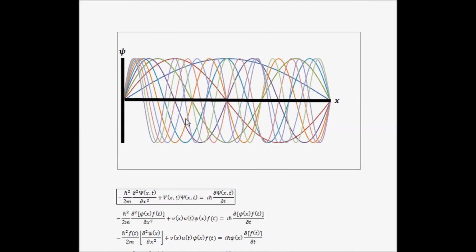Okay, so we've worked out what the energies are, and the energies depend on what n is. So there's lots of different energies, lots of different energy solutions. I suppose each one of these waves has a different energy associated with it.